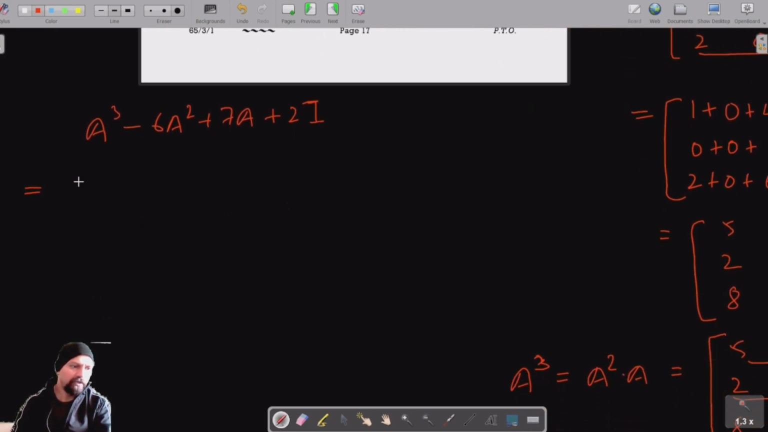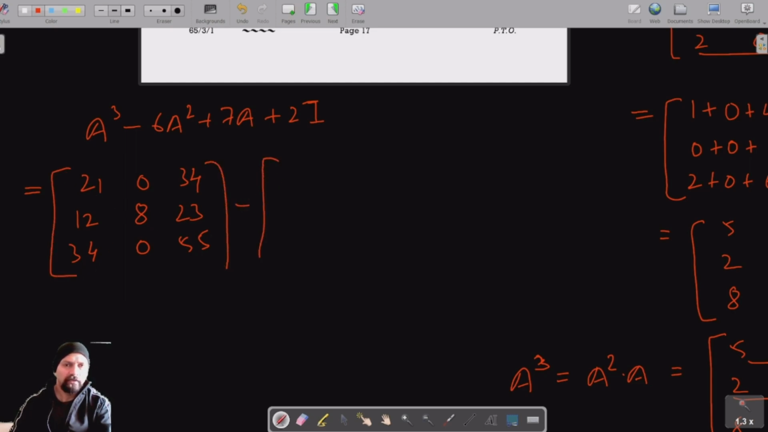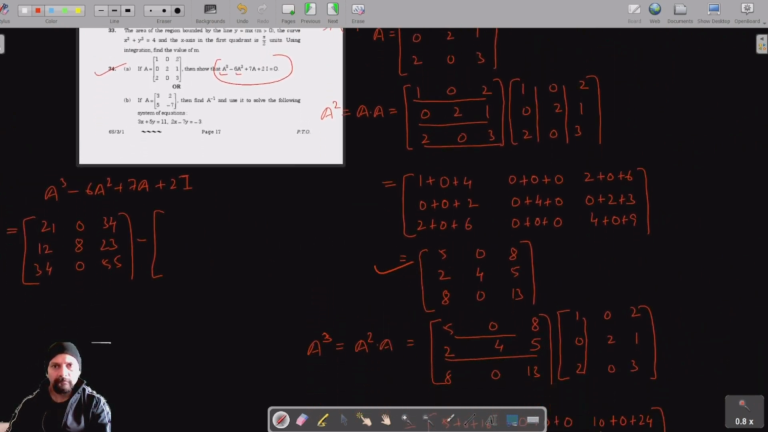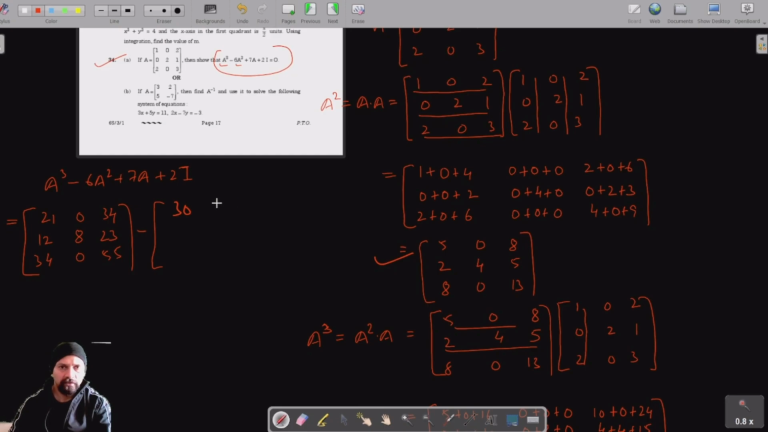Let's put in the value of A cube. So A cube is 21, 0, 34, 12, 8, 23, 34, 0, 55. This is A cube minus. Let's multiply A square with 6. So this is A square, let's multiply it with 6. So 30, 0, 6 eights are 48, 6 twos are 12, 6 fours are 24, 6 fives are 30, 6 eights are 48, 0, 13 into 6 is 78.